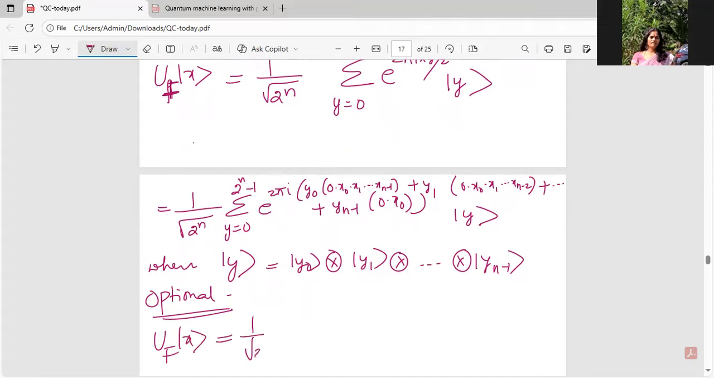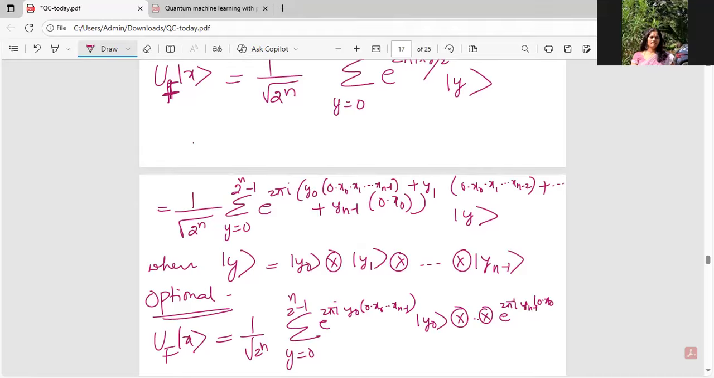This is equal to 1 by under root 2 power n, summation y is equal to 0 to 2 power n minus 1, e power 2 pi i y naught into x naught and so on xn minus 1, ket y naught, tensor product, and so on tensor product, e power 2 pi i y n minus 1 0 into x naught, ket yn minus 1. This is the final version of the tensor product.